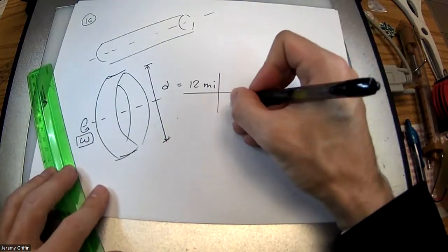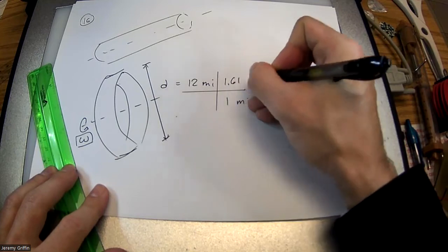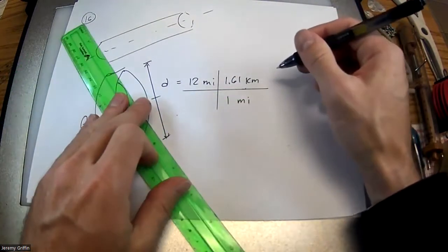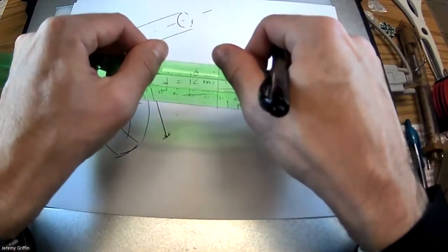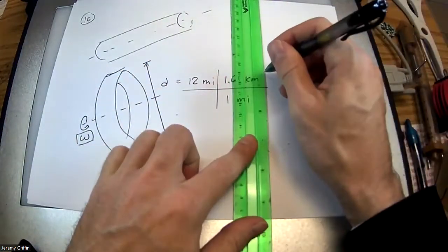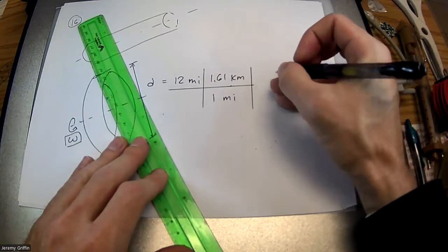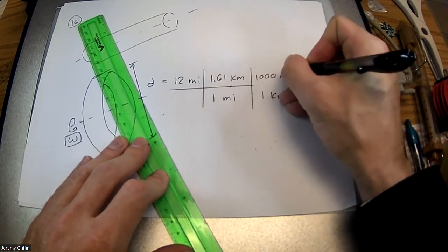Well, I know that 1 mile is pretty close to 1.61 kilometers. If you want an exact conversion, 1 inch is defined as exactly 2.54 centimeters, so if you want to get super granular. But it's pretty close to the golden ratio, kilometers to miles. And then 1 kilometer is 1,000 meters.